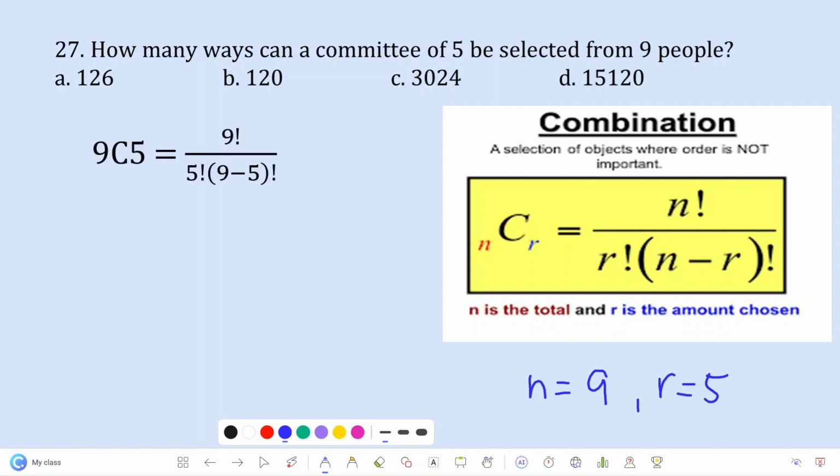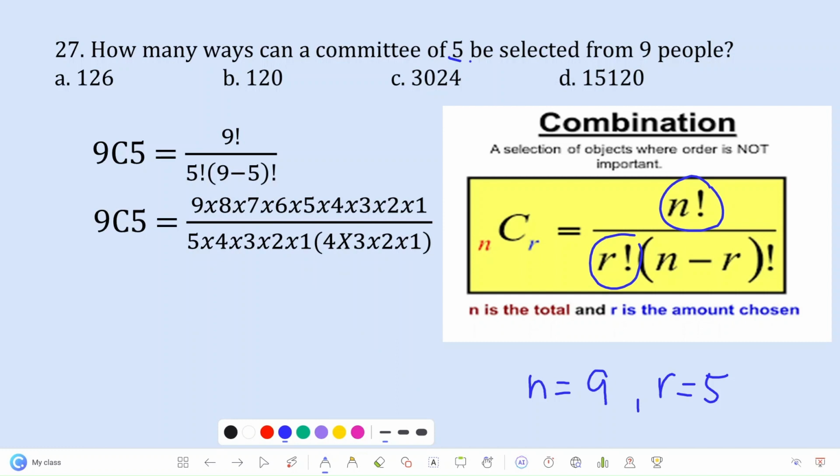So, let's apply our formula that is 9 choose 5. So, 9 combination 5 is equal to n factorial, which is 9 factorial. Ang r naman natin, ito yung ilan ang pipili mo. So, pipili tayo ng 5. So, that's 5 factorial. Tapos, 9 minus 5 factorial. If you're going to expand this one, you have 9 times 8 times 7 times 6 times 5 times 4 times 3 times 2 times 1 all over 5 times 4 times 3 times 2 times 1 multiplied by 9 minus 5 is equal to 4. So 4 factorial, 4 times 3 times 2 times 1.